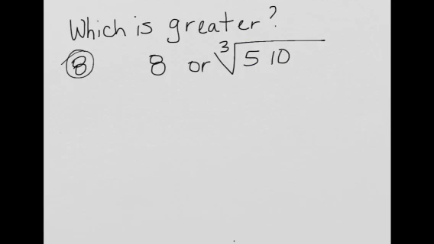Which is greater? So on our calculator, we're going to need to find what the cube root of 510 is. So we're going to do, on our calculator, the cube root of 510 is going to give us about 7.9. So this is going to be 7.9 and 8, so 8 is greater.